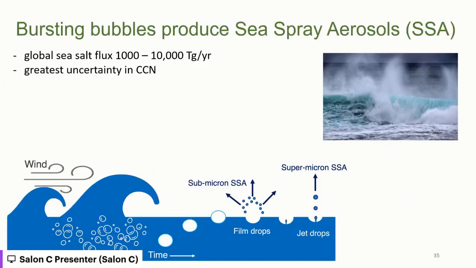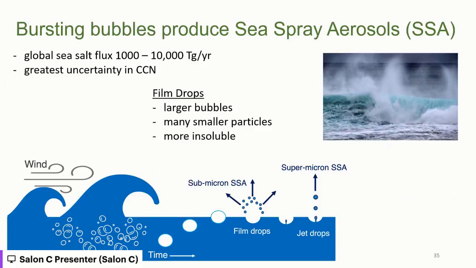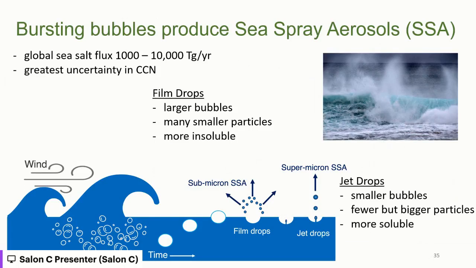And so there's 2 mechanisms that we think sea spray aerosols are formed. The first is through film drops, which form when larger bubbles burst at the surface. When these large bubbles burst, the film emits lots of small particles. And because it's the film that's erupting, we think that these particles are more organic rich than the surface water is. And in contrast, there's also jet drops, which form from smaller bubbles.